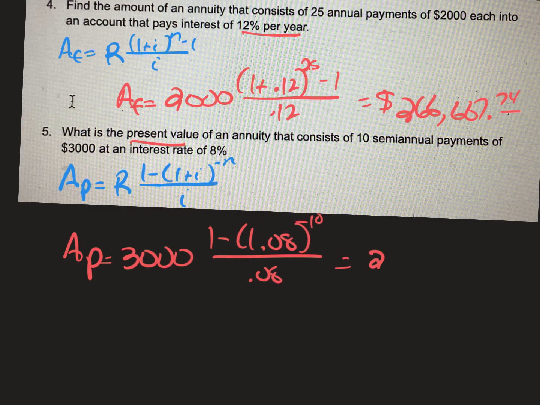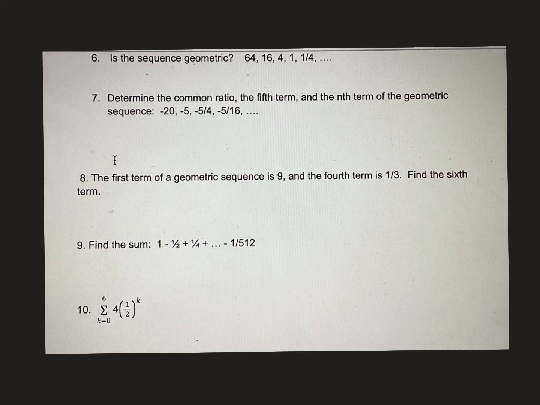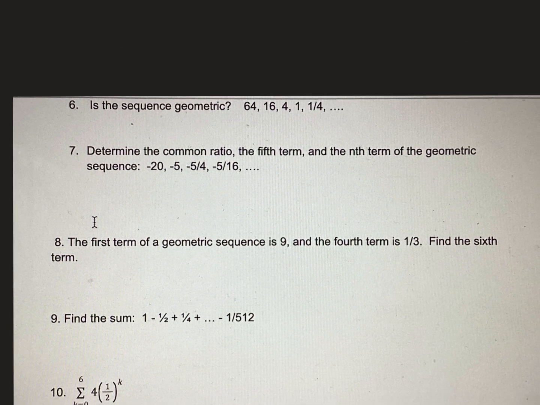And it looks like I'm coming up with $20,130.24 for the present value. All right, number 6, is it geometric? Okay, let's check the R. It looks like it's multiplying by a fourth. Yep, it's geometric. So the answer is just, yep. That was a quick one.